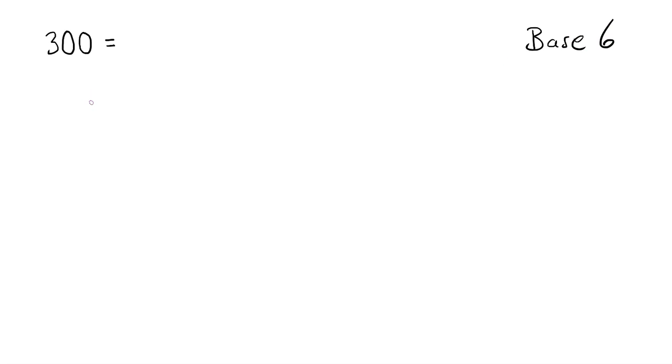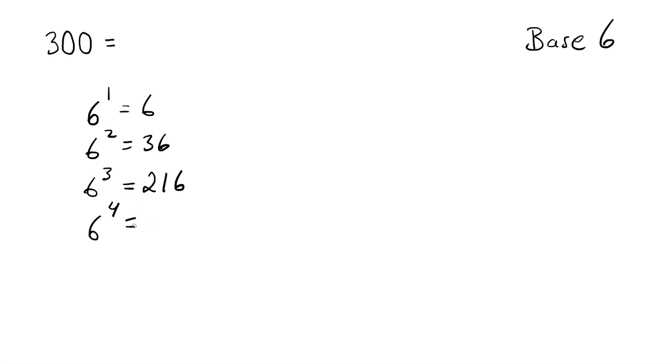Then we have to see how many powers of 6 can we go up to. 6 to the power of 1, that is 6 of course. 6 to the power of 2, that's 36. 6 to the power of 3, that's 216. So we see that the next one will be too much, because if I multiply this by 6, it's 1296. So I can't go this high.